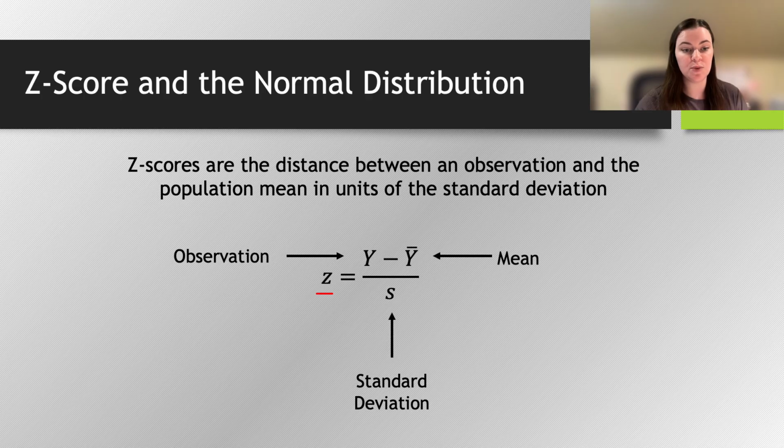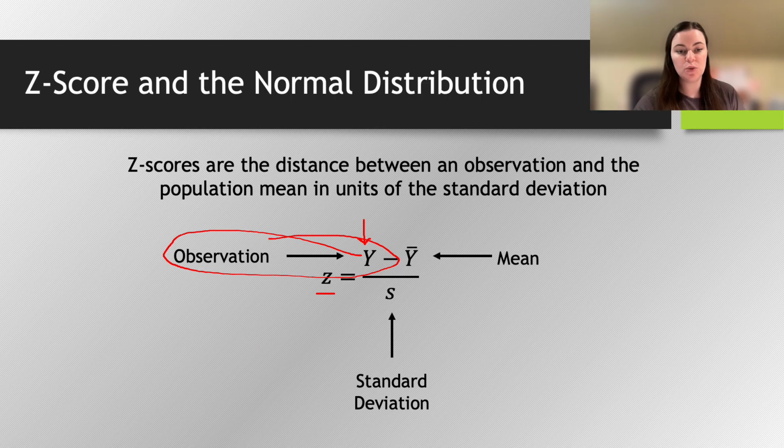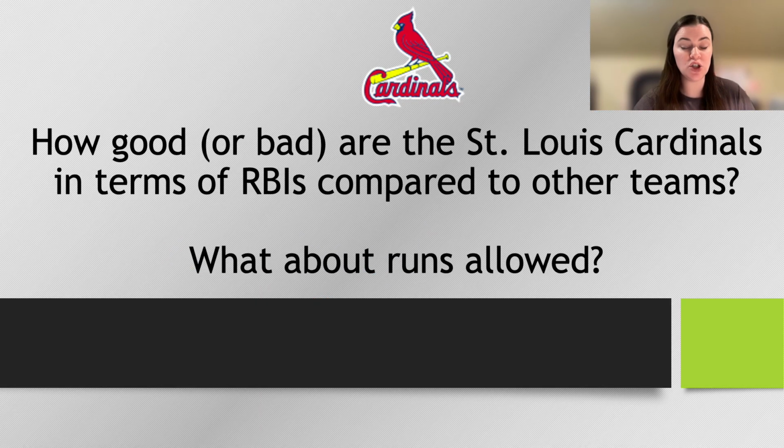In this case, z is what we're calculating for. We're going to start by figuring out what that individual data point is, which is represented by y. So that is our individual observation here. Next, we will have to know what our mean value is, or y bar. We take our original observation and subtract from it our distribution mean, and lastly, divide that by our standard deviation. The result of that calculation will give us our ultimate z-score. So let's practice calculating using z-scores how bad or good the St.